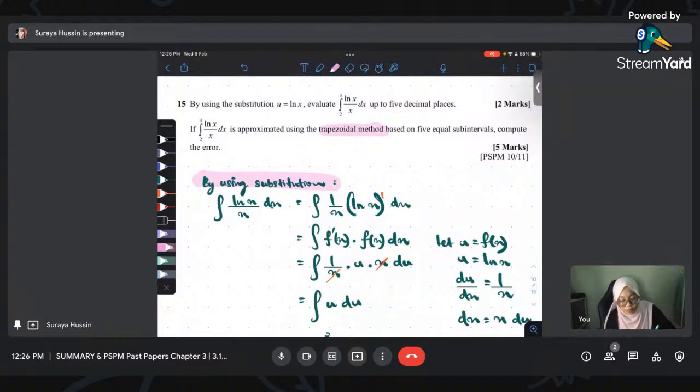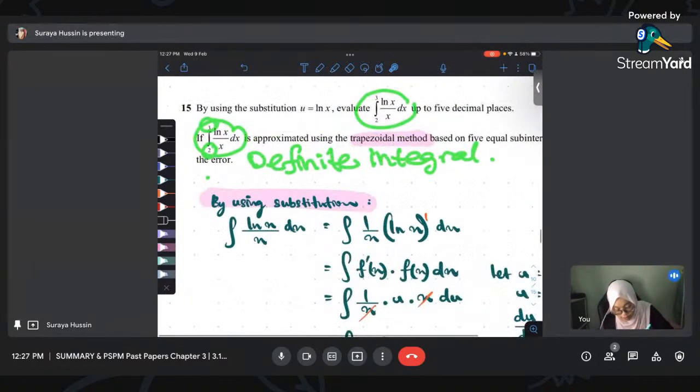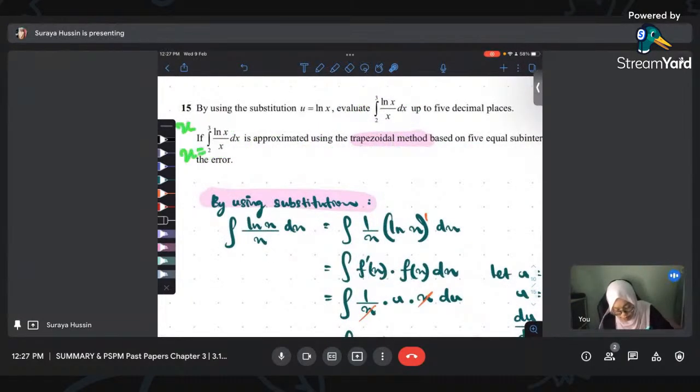menyelesaikan integrals ni. Yeah, this is also integrals, right? Integrals, this is what we call as definite. Do you still remember chapter 1.4? Chapter 1, 1.4. Definite integral bermaksud ada nilai x. Okay, bermaksud ada nilai, x equals to 2 until x equals to 3 over there.